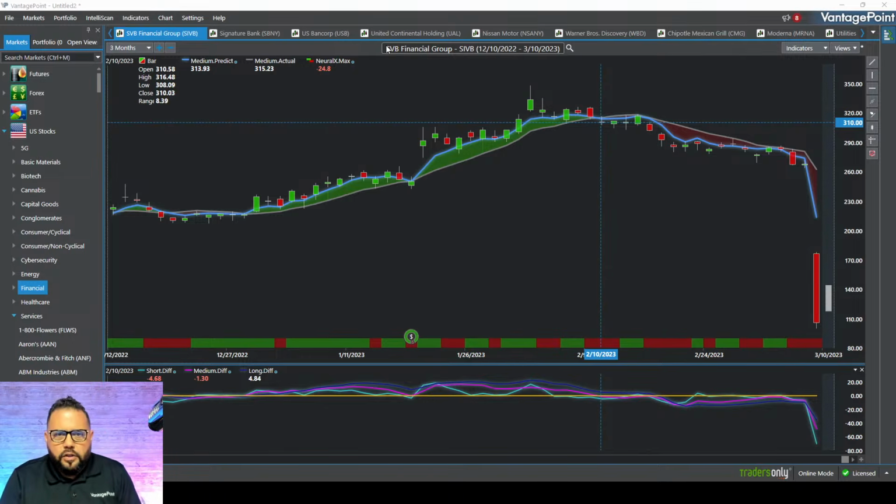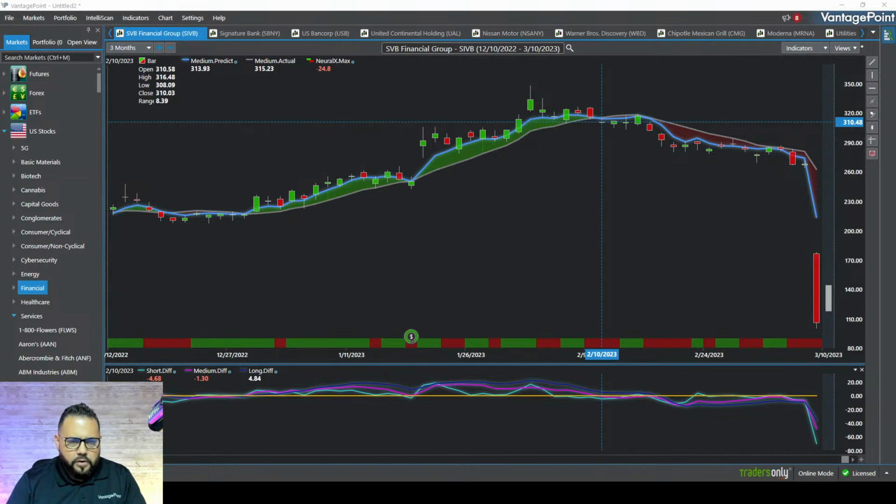So if you look at SVB, this is February 10th. This is where the artificial intelligence said, hey, not only is this trend expected to go lower, but prices, this is an indicator called the neural index, this green and red bar. It's red, saying prices are also expected to be weaker. Here's some momentum indicators pushing lower, right? So we had a very good indication on February 10th.